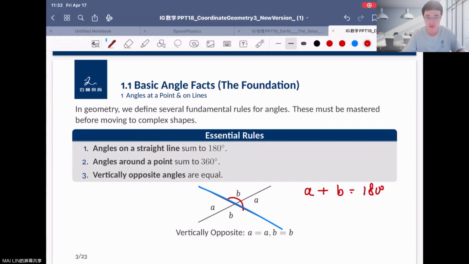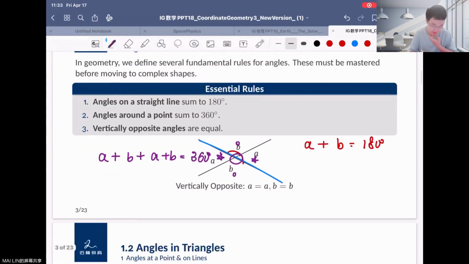And also we can say angles around a point sum to 360 degrees. So for the four angles right here, we can say A plus B plus another A plus another B, total angle sum equals 360 degrees. And we can also say that vertically opposite angles are equal. Here this is angle A, and the star angle is also angle A; the circle angle is angle B, and the opposite circle angle is also angle B. So A plus B plus A plus B, total sum equals 360 degrees, and the opposite angles are the same.